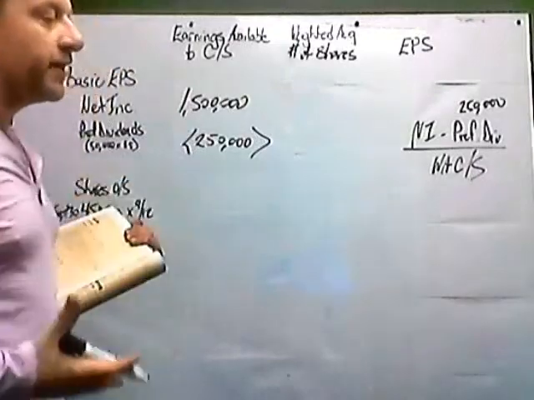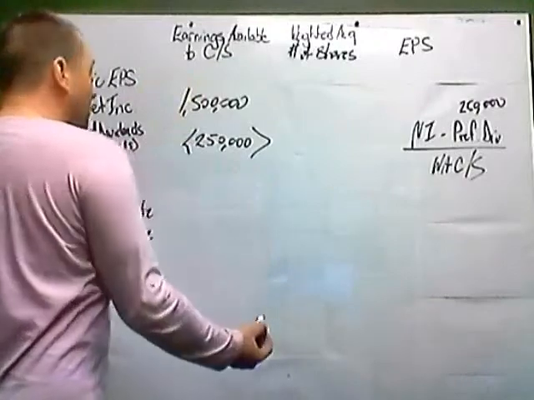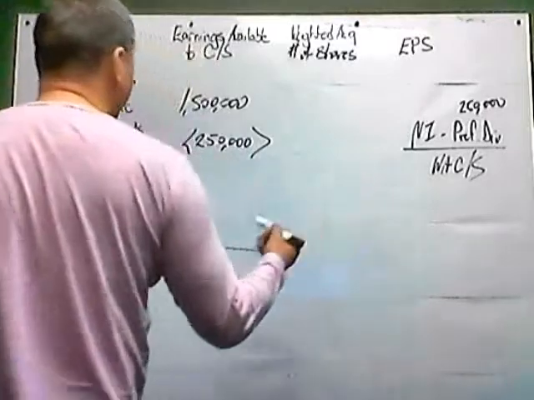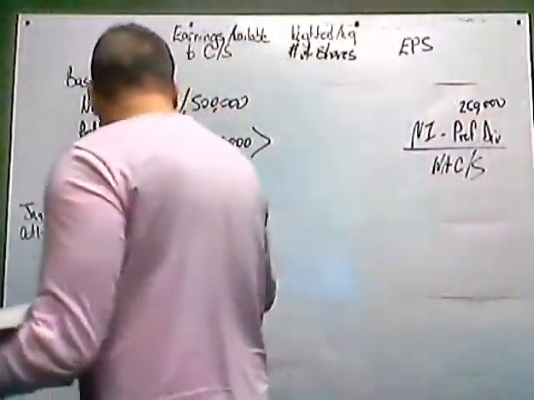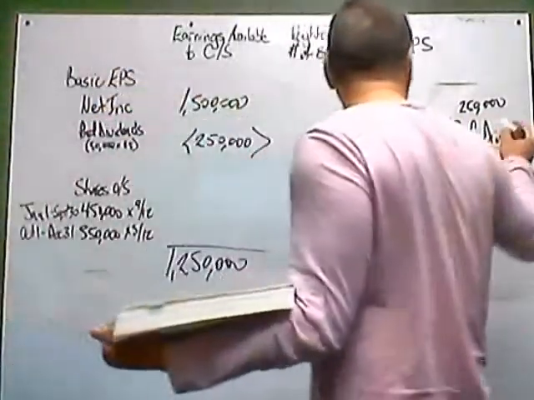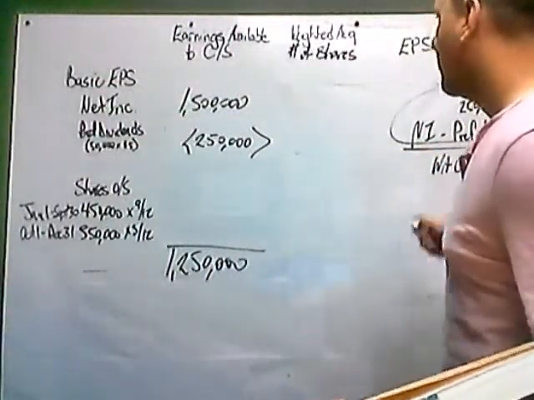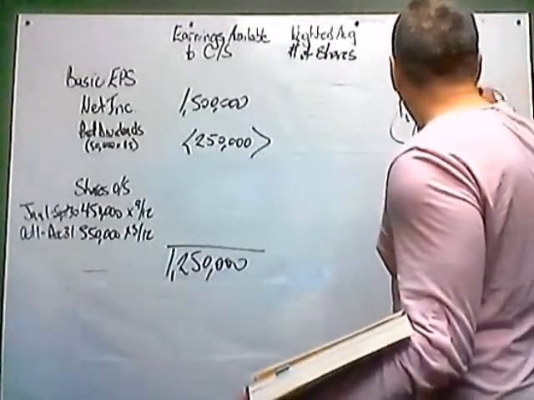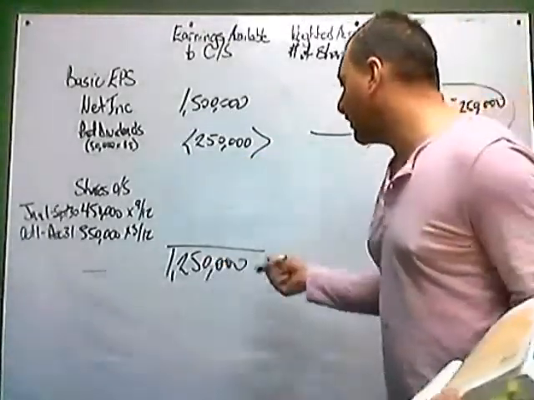Again, we can just fill in the blanks as we go along now. We know that the preferred dividend is $250,000. As a result, the total earnings available to the common shareholder are how much? Well, $1,250,000. So we've satisfied the top number to calculate our basic EPS calculation. 1,500,000 minus the 250,000 gives us 1,250,000.